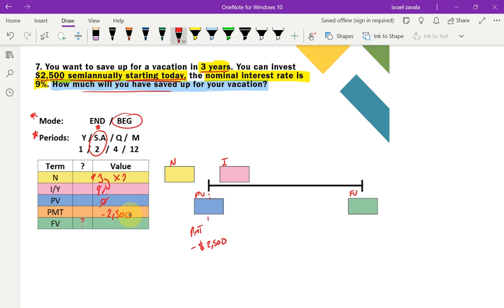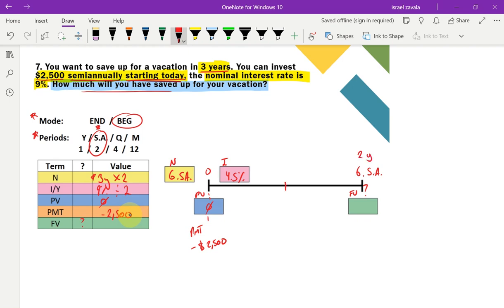So 3 years. We're going to multiply for the years. We're going to divide for the interest. So 3 times 2 is 6 semi-annual payments. The interest is 9% divided by 2. So I know it's 4.5% per semi-annual period. 0 present value and future value is what we're looking for. Now, this is going to be 6 semi-annual periods or 3 years.